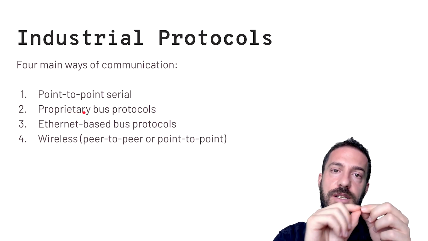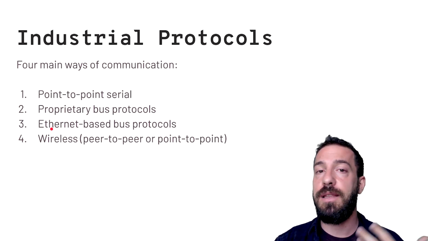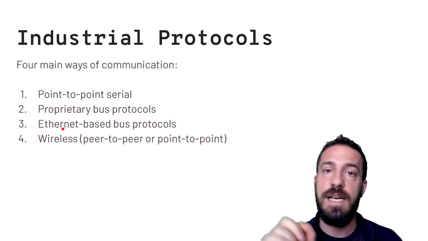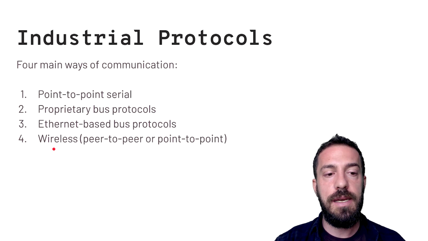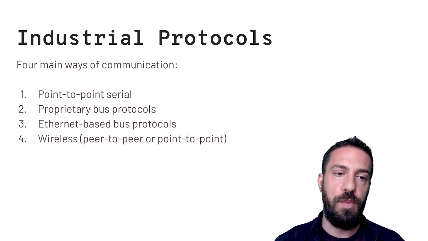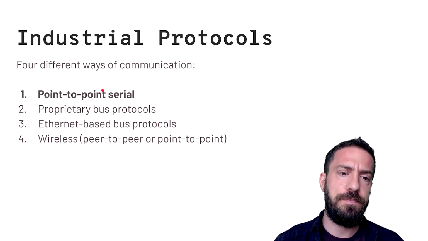How does one device talk to many devices, but through proprietary buses? And we'll also see the alternative of using a standardized Ethernet-based protocol to have bus communication. And the last one, which is newer and increasing in prevalence, is wireless, either peer-to-peer or point-to-point communication. But let's start from the beginning, with point-to-point serial.